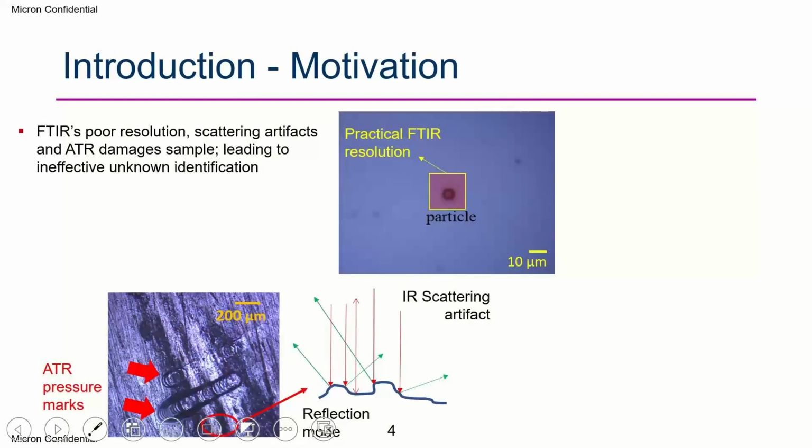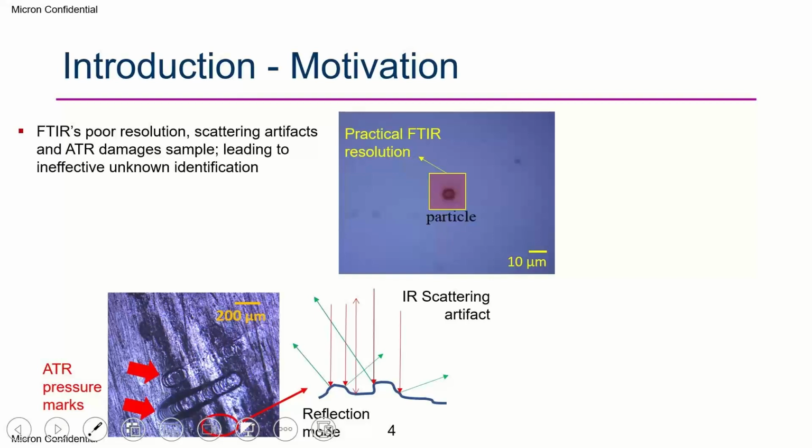We all know that conventional FTIR has a limitation with resolution. Poor resolution means that most of the time, FTIRs, which is Fourier transform infrared spectroscopy tools, are only able to analyze a sample with a spot size of more than 25 micrometers or even bigger. This poor resolution limitation always causes scattering artifacts in the spectroscopy of the sample.